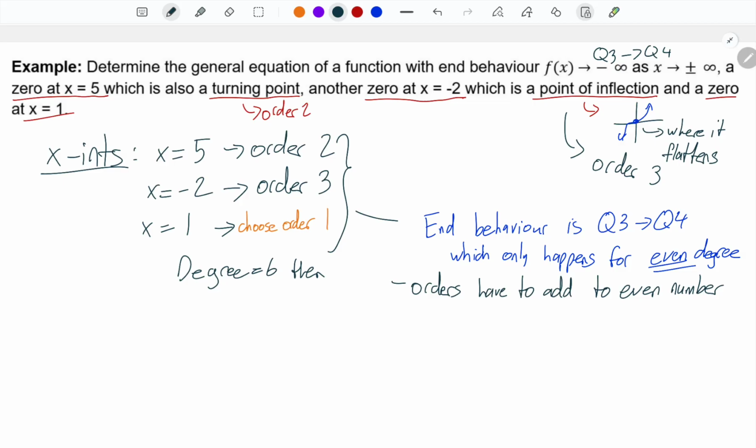You could choose something like order 3. Really, it just has to be some sort of odd number so that when you add up those 3 things, you get an even degree in the end. Okay, what does the question actually ask for? It wants the general equation.